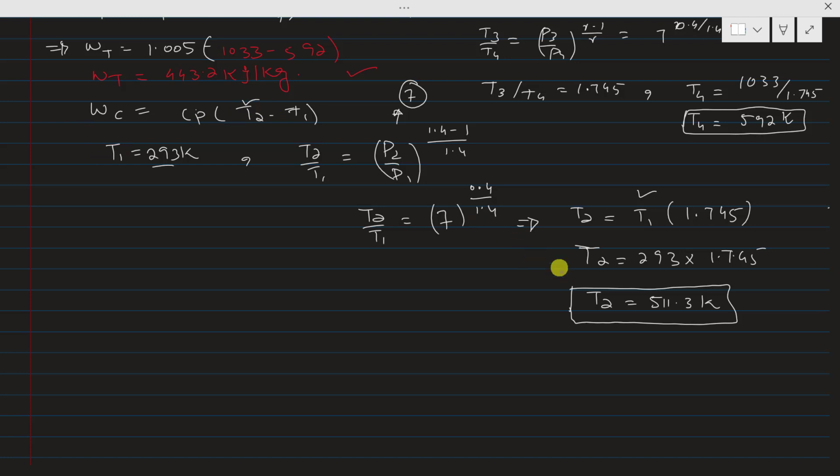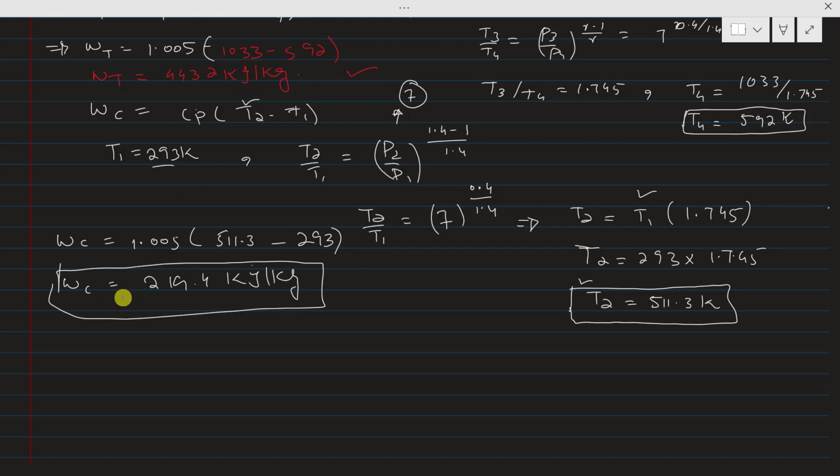So T2 is now found, and the T1 value is given in the statement. So the work required to run the compressor is Cp, which is 1.005, times T2, 511.3, minus 293. So it's very simple, per kg, and the work required to run the compressor is 219.4 kilojoule per kg.